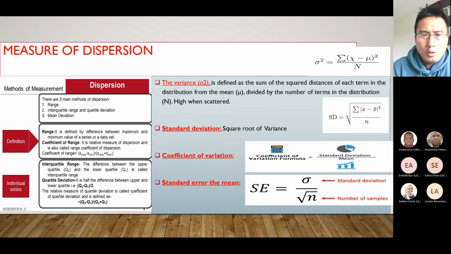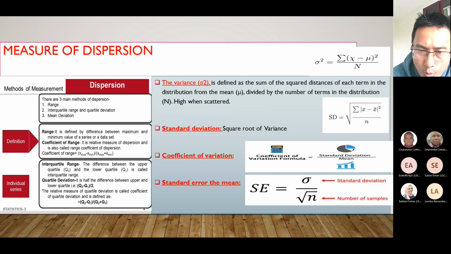Now the topic that we are covering is measures of dispersion. This is more complex than central tendency. Remember, in central tendency there are mean, median, and mode, but measures of dispersion are more complex. In this one, you don't need to remember the definition of each of them, but you need to remember the formula. The formula for variance is the sum of the squares of each item in the distribution. So it's very complex to understand.